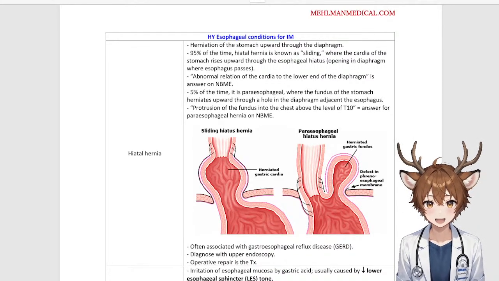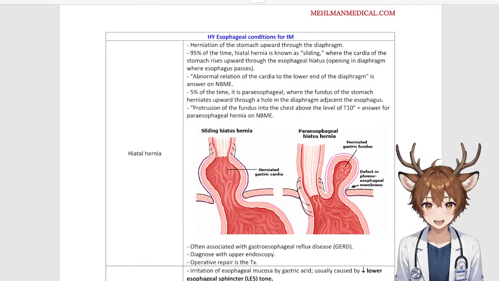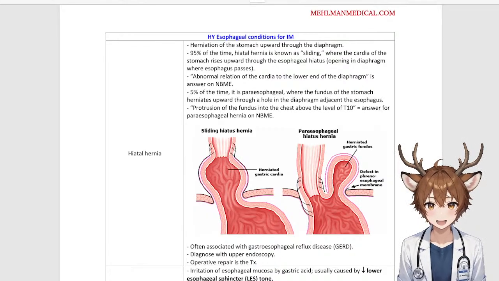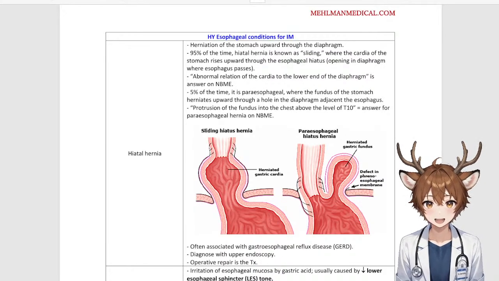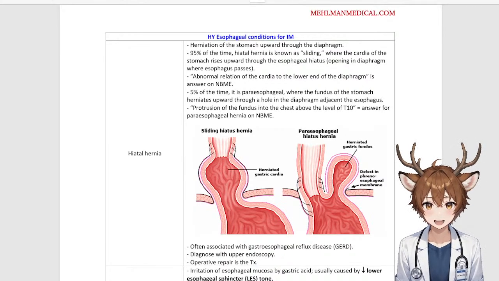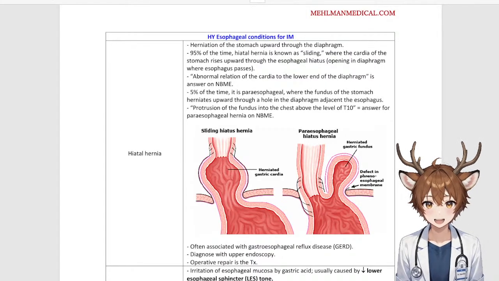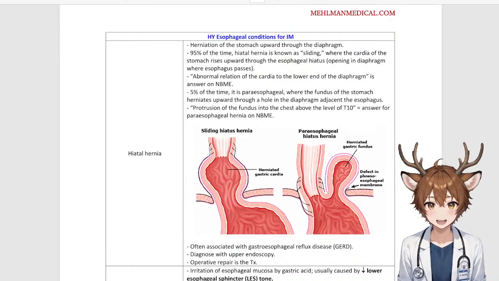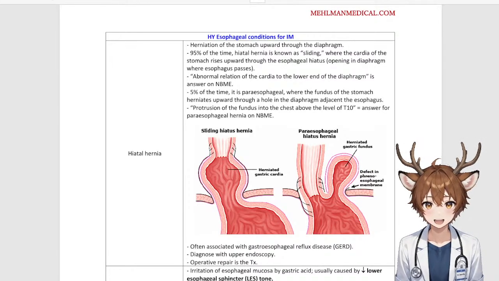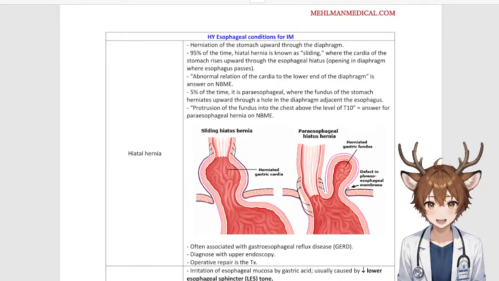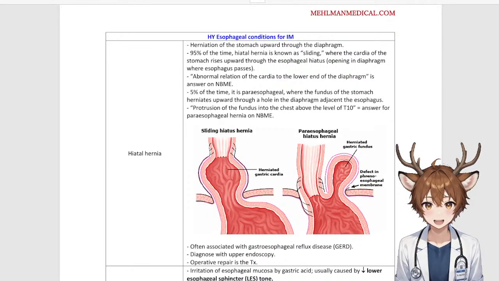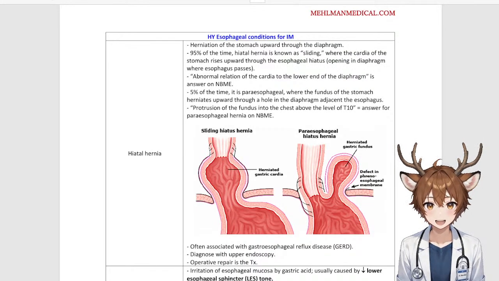5% of the time, it is the paraesophageal, where the fundus of the stomach herniates upward through a hole in the diaphragm adjacent to the esophagus. Protrusion of the fundus into the chest above the level of T10 equals the answer for paraesophageal hernia on NBME. So here's the sliding hernia. You can see the herniated gastric cardia. So that's one type, which is called the sliding hiatal hernia. They say sliding hiatus hernia, but I would say hiatal hernia.